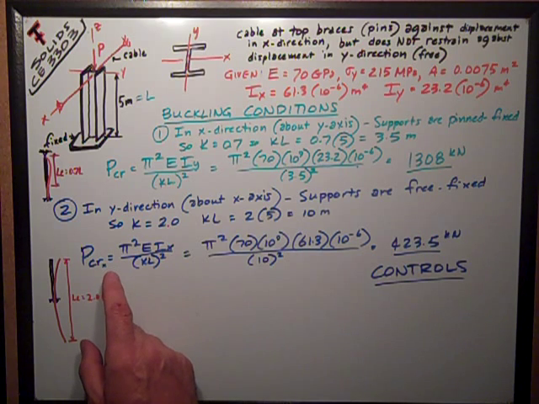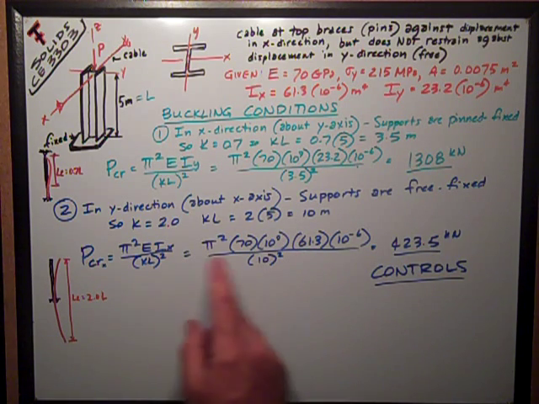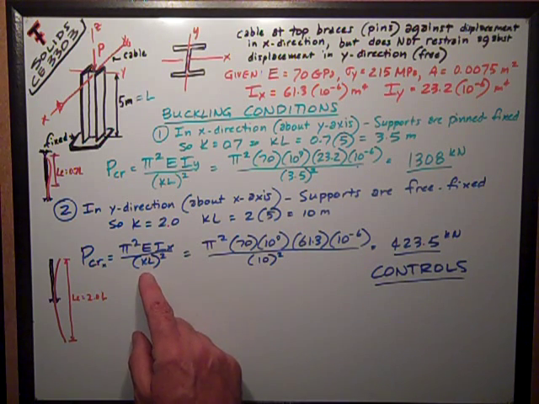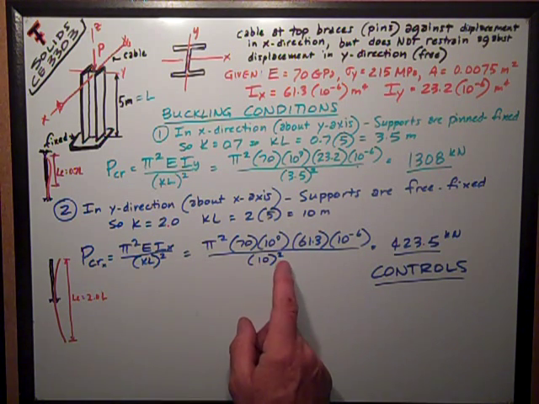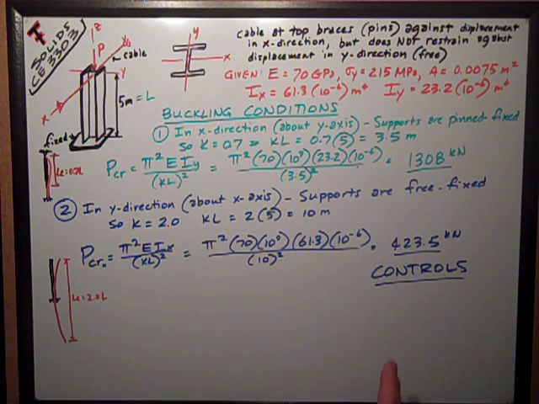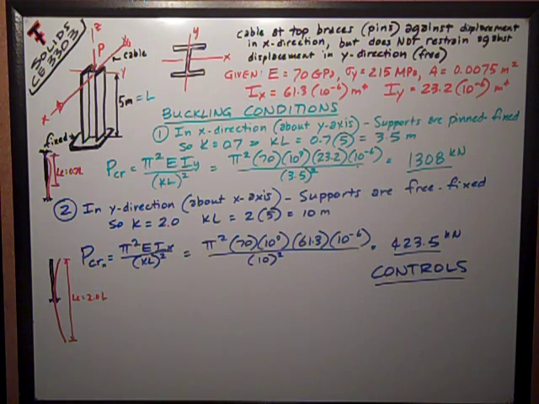I plug into the similar Euler's load equation. This time Ix is what's in the numerator, and KL, the effective length, is 10. Square that, evaluate that, I get 423.5 kilonewtons. The smaller buckling load is the one that controls, because that's the one that's going to happen first, and so that's the buckling load for this condition, the maximum.